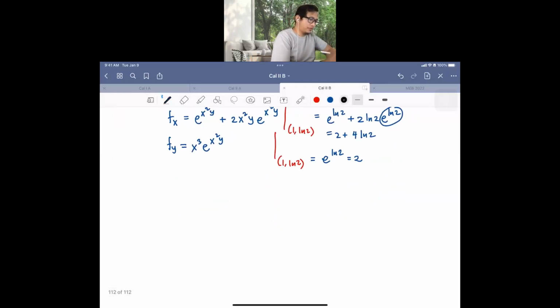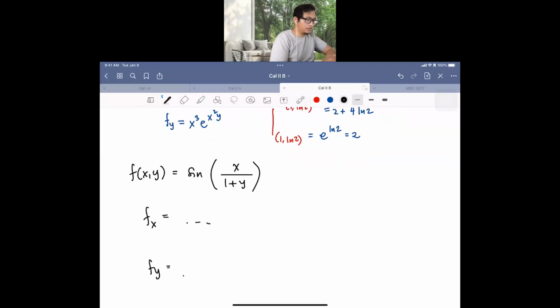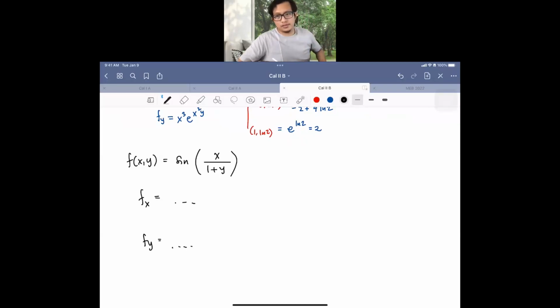Okay, let me go through another example. f(x, y) = sin(x/(1+y)). The question is partial x and partial y. Try your best to evaluate.